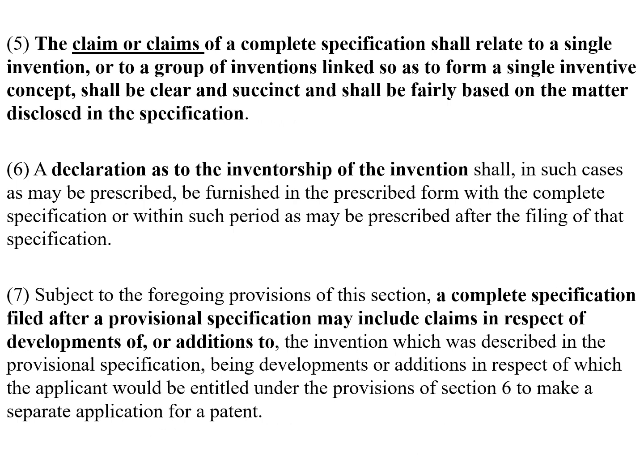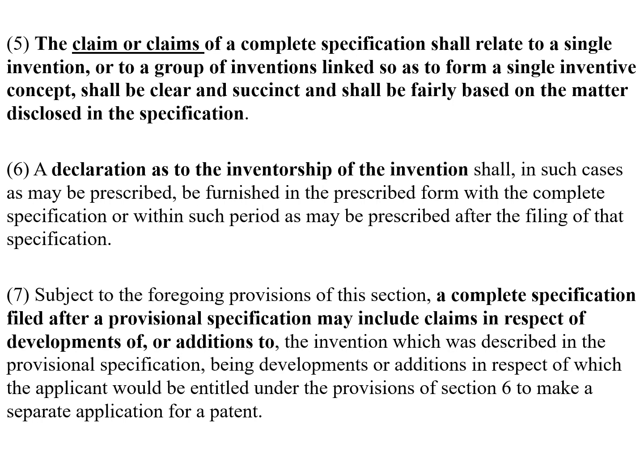Subsection 5 is very important. It says that claim or claims of a complete specification shall relate to a single invention or to a group of inventions linked to form a single inventive concept. It should be clear, succinct, fairly based on the matter disclosed in the specification. So this clause is very important. It's asked in the objective questions in various forms. So each and every word of this clause is very important and should be remembered.